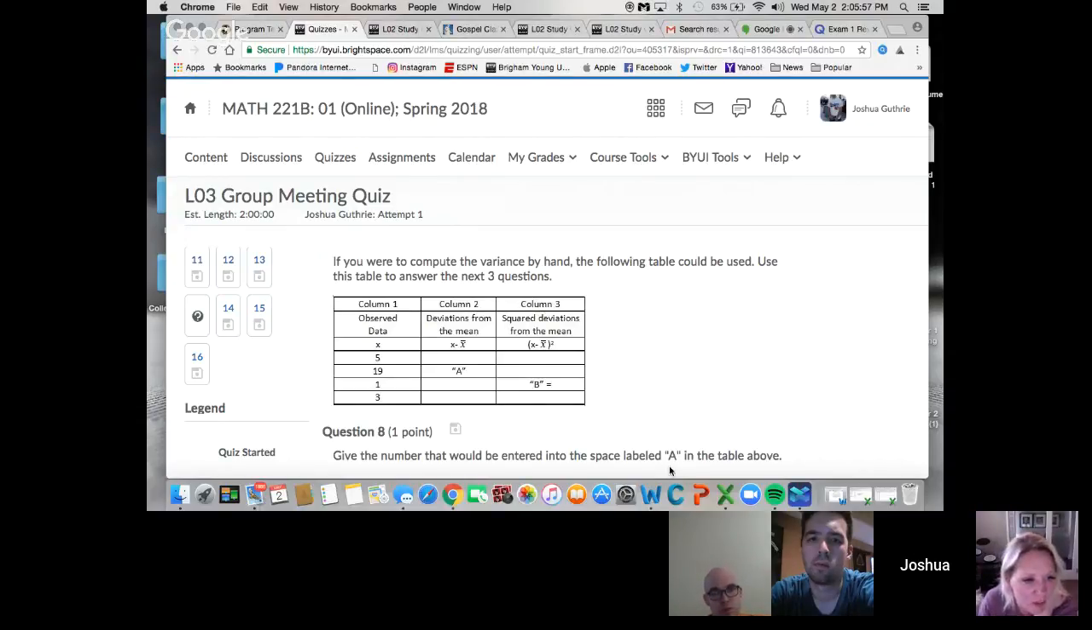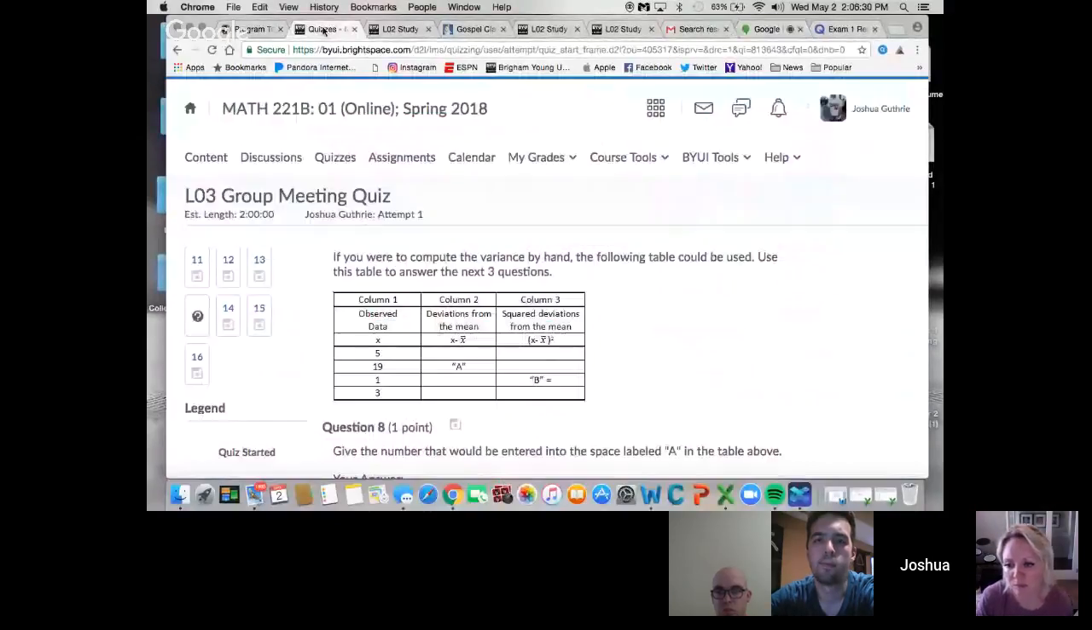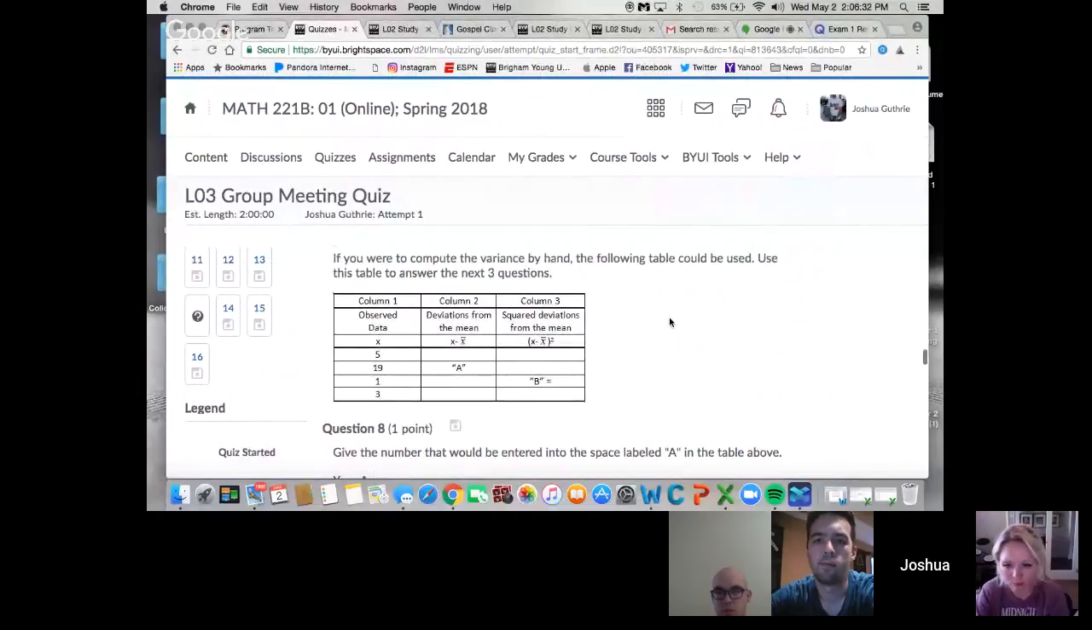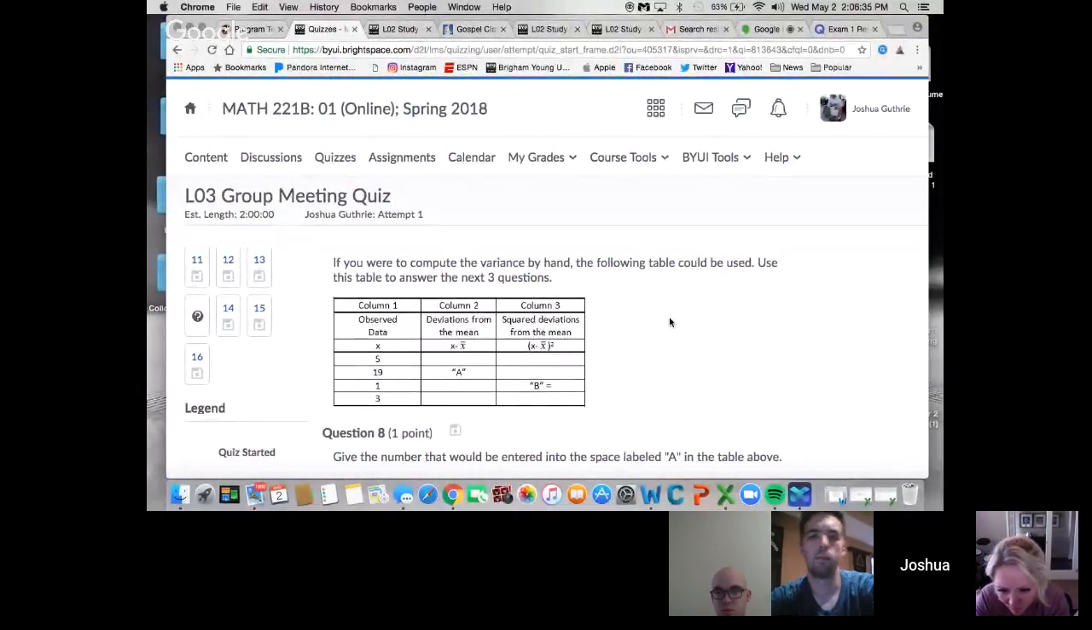So give the number that would be entered into the space labeled A in the table above. I'm not sure how you would answer that. Well, Josh, will you share that table again with me? Sorry. Can you see it? Yeah, I'm just going to screenshot it.